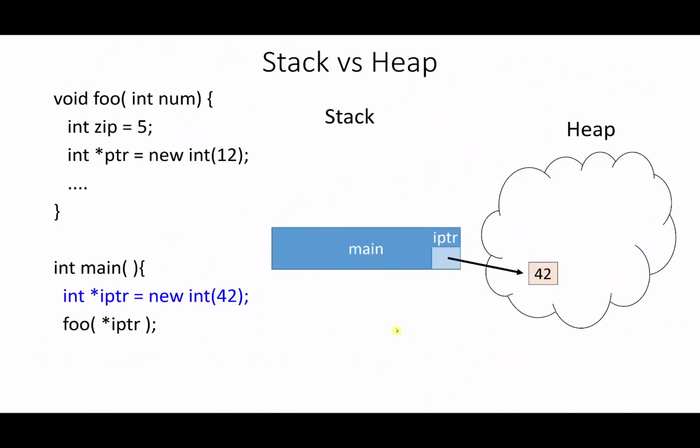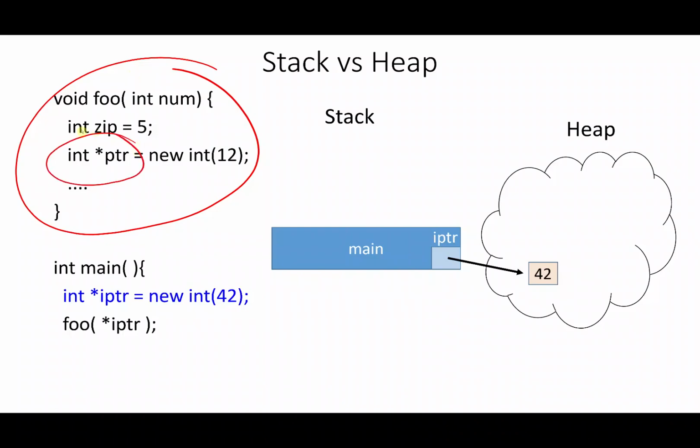Okay, here's an example that will make things clear. So if we have a function that takes a normal variable, num, and defines another variable called zip equal to 5 of type int, and an int pointer that stores 42 in a memory location in the heap.